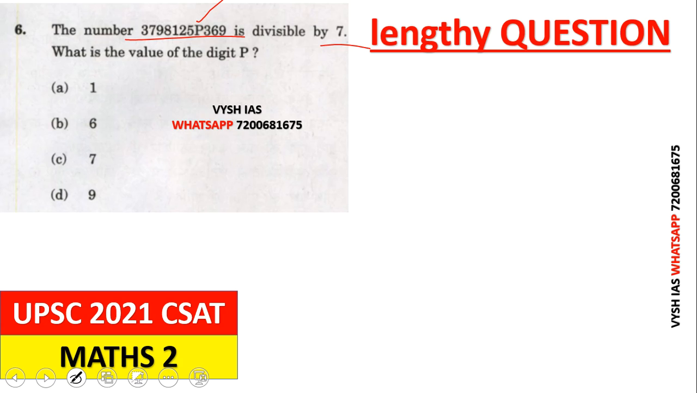Even if you know the divisibility rule of 7, like for a big number, take the units digit, then square it, double it, subtract it and find out something, you cannot solve this. This is a very lengthy, tough question and you should ideally skip this question in the exam hall.